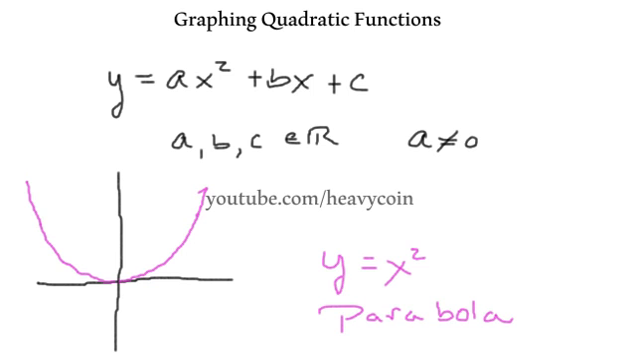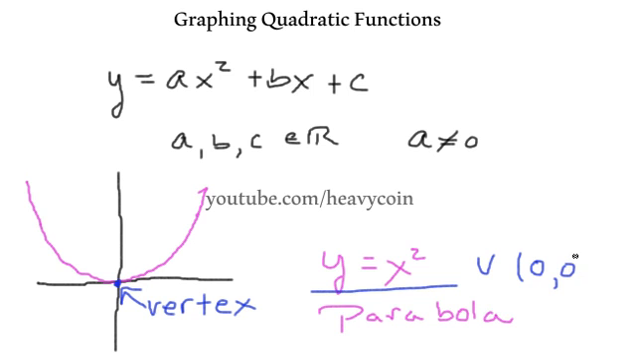Now, this part down here, this point right here at the origin, this is known as the vertex. So if we're given this, we want to be able to tell where the vertex is located. Well, in this particular case, and I'm just going to label this with a V, the vertex is 0, 0.